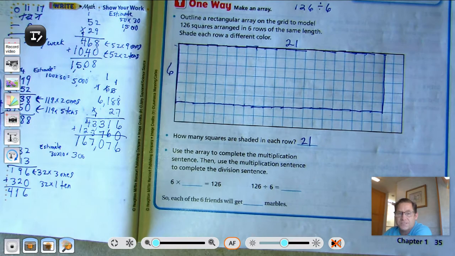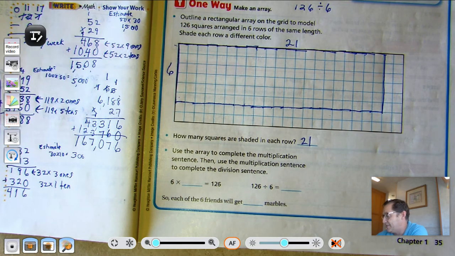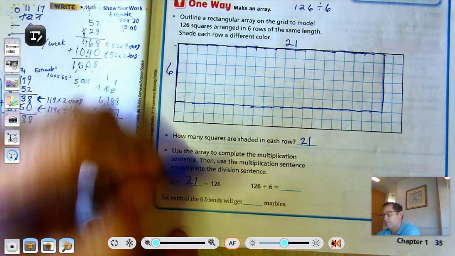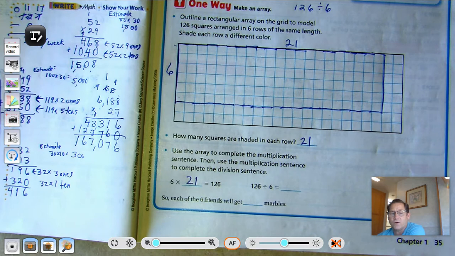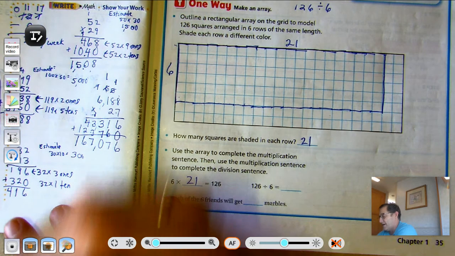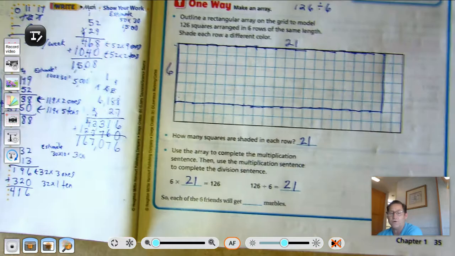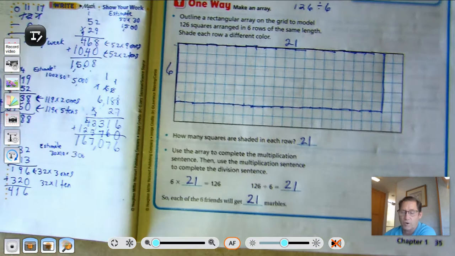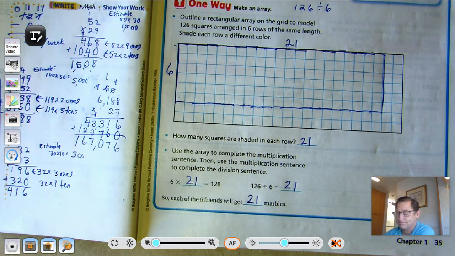So now we can use the array to complete the multiplication sentence, and then we can use the multiplication sentence to complete the division sentence. 6 times 21, 6 rows of 21 is 126. So 126 divided by 6 is 21. So each of the 6 friends will get 21 marbles. All right, so that's one way we can do it, make an array.